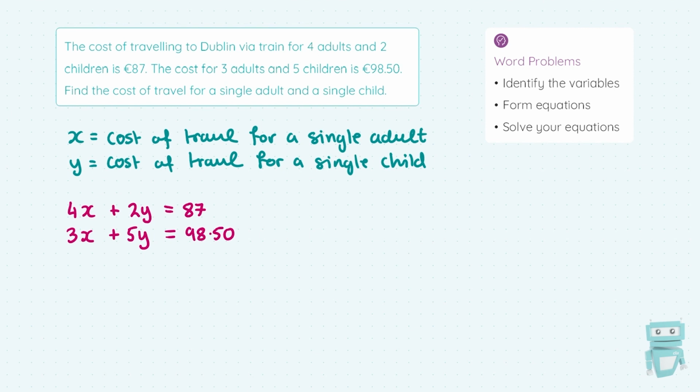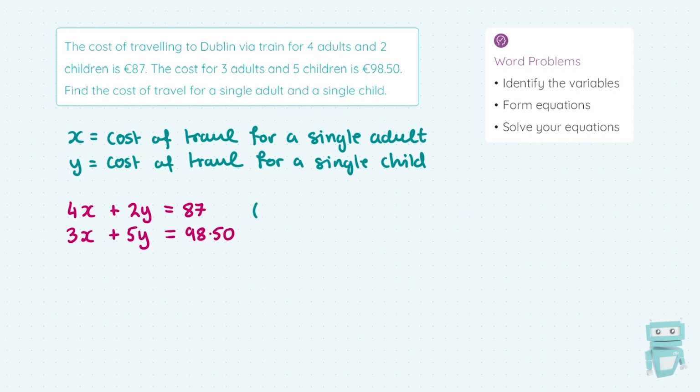Now how do we solve a simultaneous equation? Well, we want to eliminate either the x's or the y's, and to do that we need the same number and opposite sign in front of the variable. So I'm going to hone in on the y's here. I have a 2y and a 5y, and I want to transform those into the same number and different sign. So I think of the lowest common multiple of 2 and 5, which is 10.